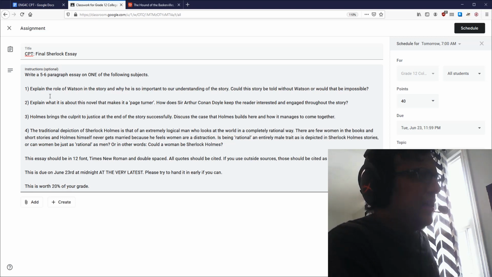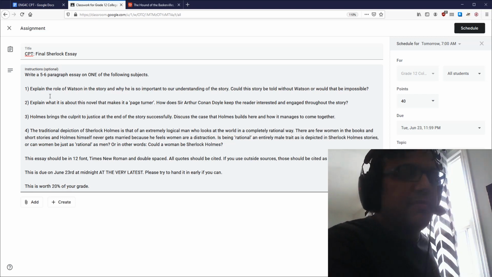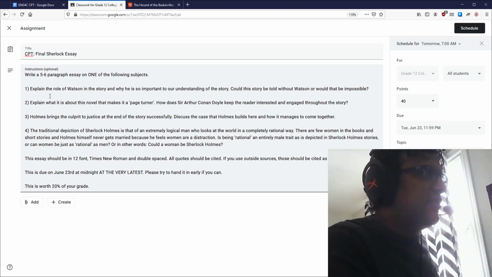Third question. Holmes brings the culprit to justice at the end of the story. Successfully discuss the case that Holmes builds here and how it manages to come together. This one is straightforward. How does he solve the case? Don't just summarize the story there. Don't just tell me, oh, well, he found this clue and he found that clue. Tell me more about what Holmes actually does, how he thinks. So if you could talk about things like deductions and reasoning and all of that sort of stuff, that would be great. So that's number 3.